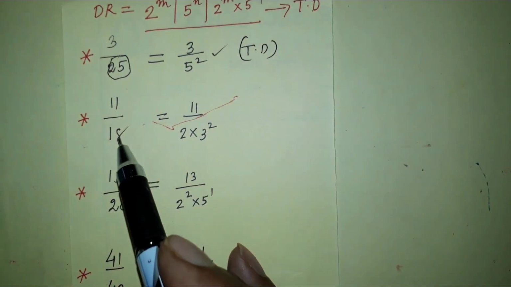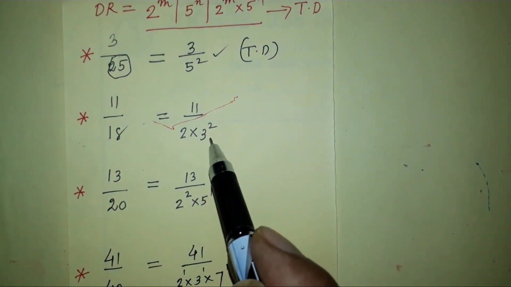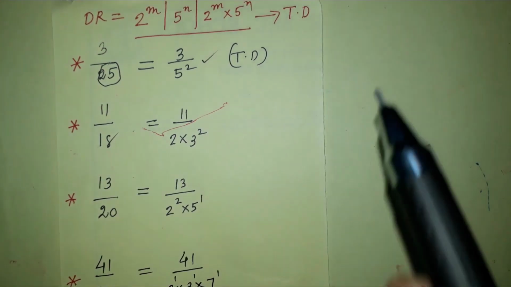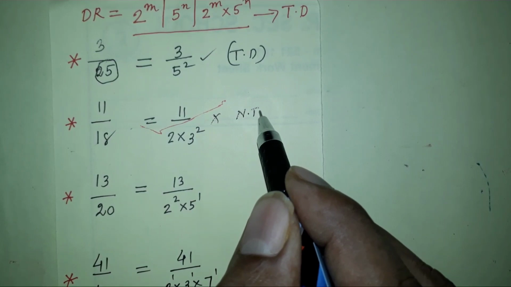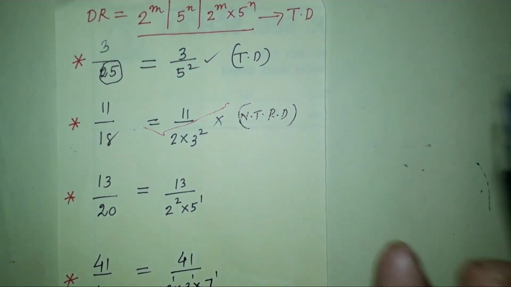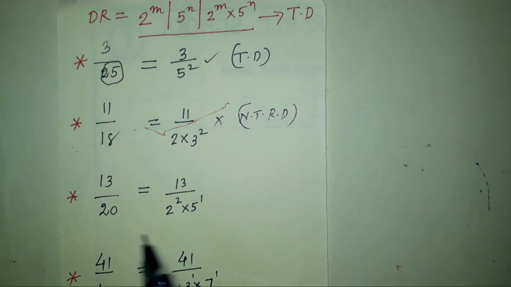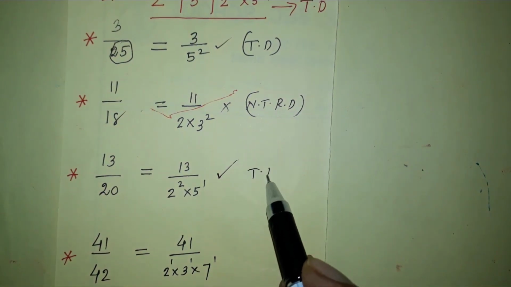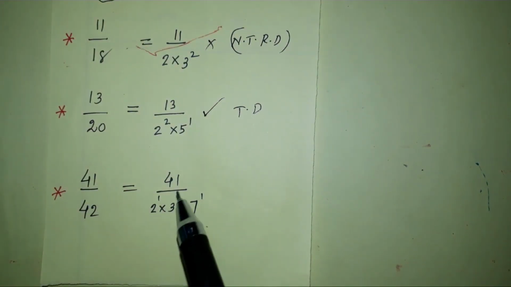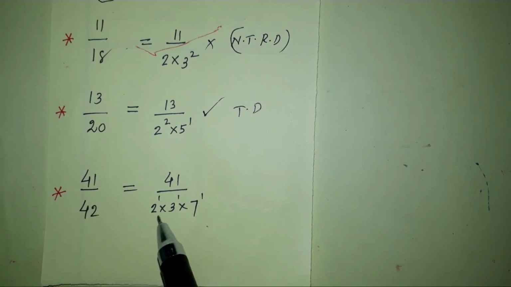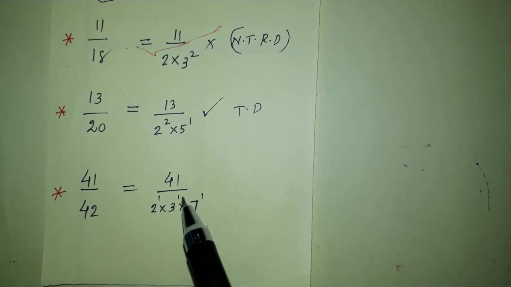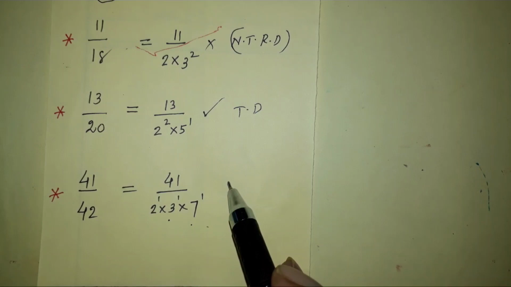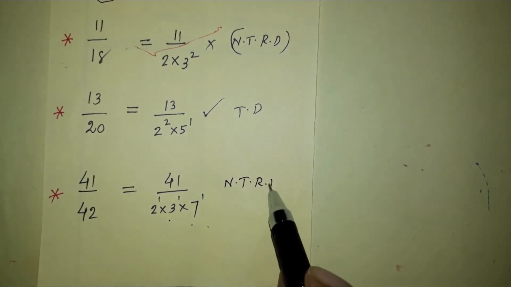Next, 11 by 18, denominator 18, its prime factorization is 2 into 3 square. So not 2, not 5, others have come. So it is a non-terminating repeating decimal, not a terminating decimal. 13 by 20, again do the prime factorization. This is 13 by 2 square into 5 power 1. Yes, it is a terminating decimal. 41 by 42. Its prime factorization is 2 power 1 into 3 power 1 into 7 power 1. Others have come, 3 and 7. So it is not a terminating decimal. It is a non-terminating repeating decimal.